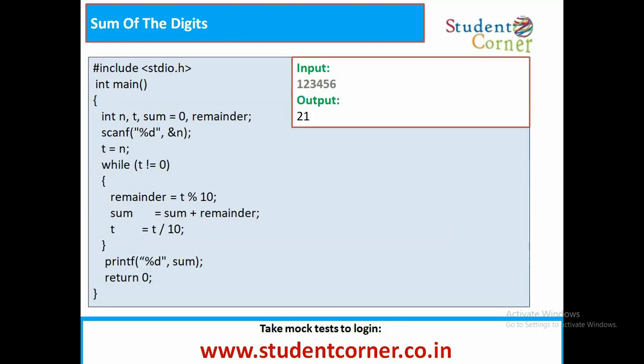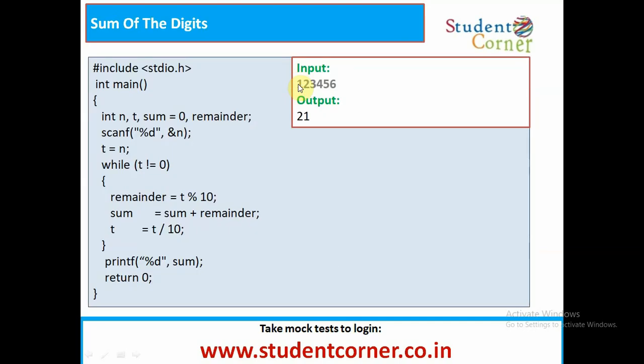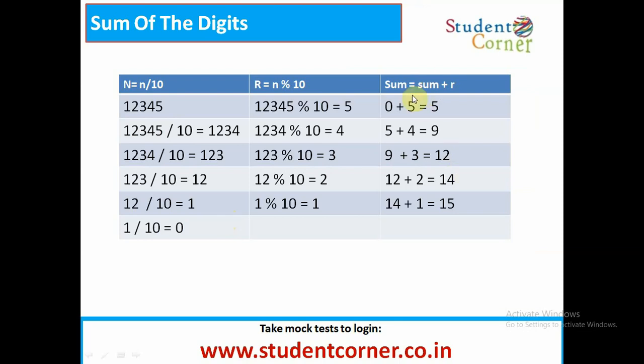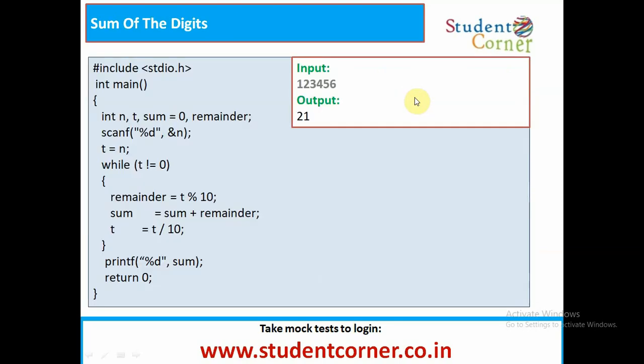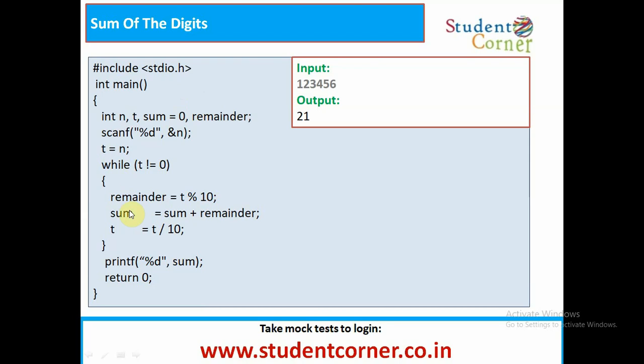So the same thing will be written in the code. n is stored in some variable t, and while t is not equal to 0, remainder is equal to t mod 10. This is the second line, r is equal to n mod 10, and sum is equal to sum plus remainder. Initially sum is equal to 0, and t is equal to t by 10, that is nothing but n is equal to n by 10. This is the first procedure. After completion of this process, the sum will be printed.